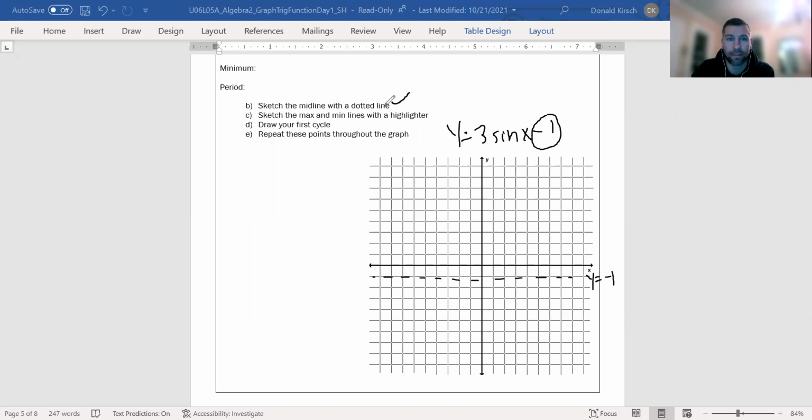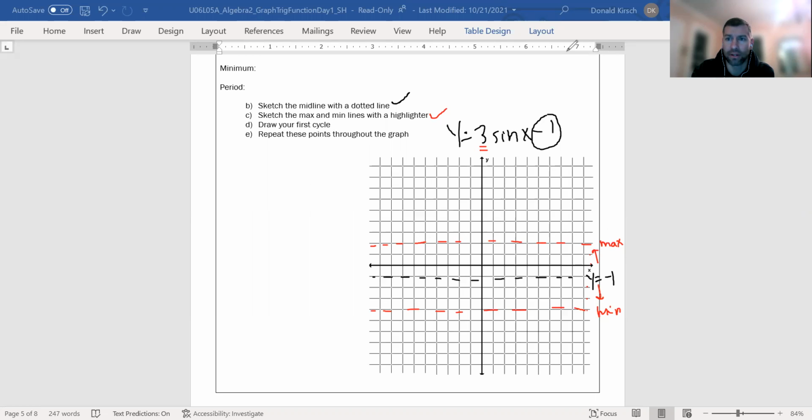Then we're going to sketch the max and min lines with a highlighter. Maybe you have a highlighter, maybe you don't. But for our max and min, remember, we count from our amplitude up: 1, 2, 3. That's going to be our maximum. Remember, we've got to go both directions from our middle. So I'm going to label that our max, and then I'm going to go down 1, 2, 3. Our amplitude tells us how far in both directions we've got to go. Good. And then we've got to draw our first cycle.